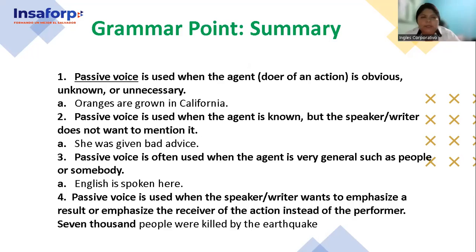Okay, thank you. One of the most known uses of the passive voice is to emphasize the result or the receiver of the action instead of the performer, as we have been mentioning, right? 7,000 people were killed by the earthquake. So the most important information in here is the object. How many people were killed? 7,000, right? Okay. So that's more important, right?